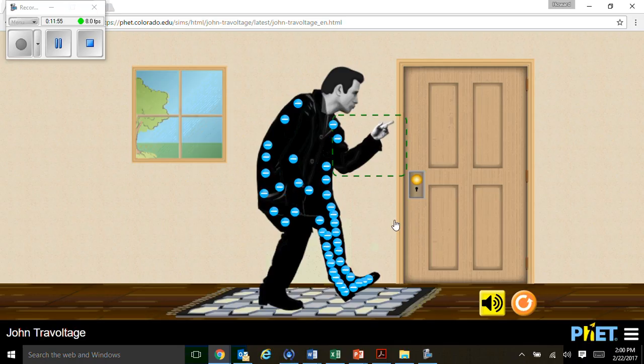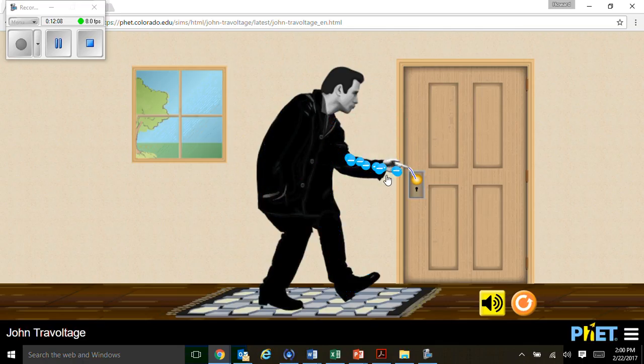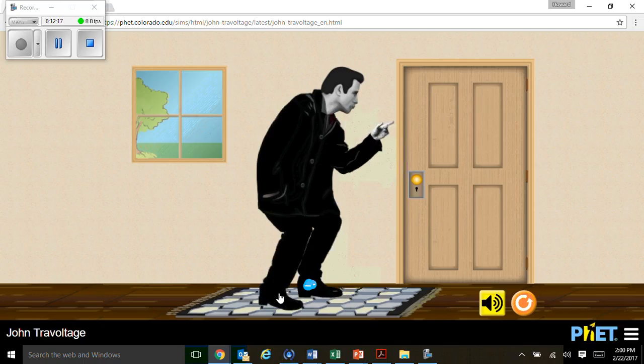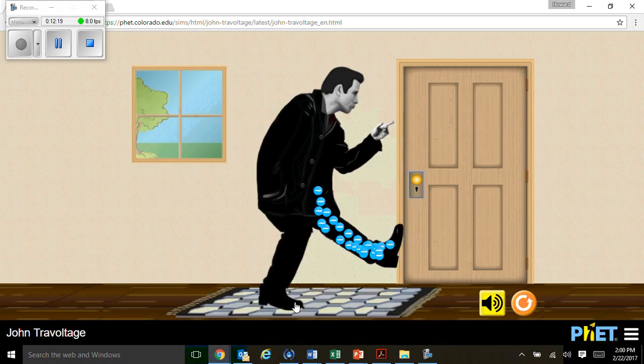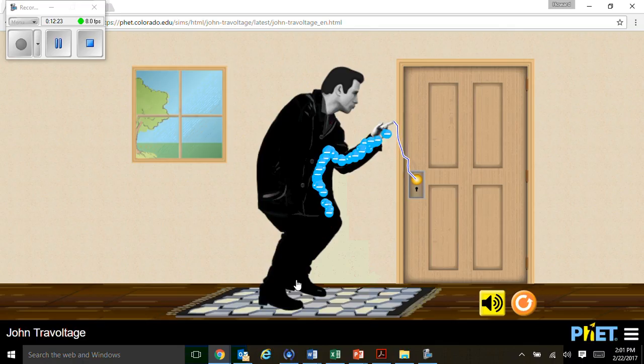Okay. And what we have here is a metal doorway. Metal is like a superhighway to electrons. They want to go to metal because they can get away from each other really quickly. So eventually, John Travoltage puts his hand to unlock the door, and he gets shocked because all of those electrons are flowing through his body out to the doorknob. So we can do it again. And it happened by him getting close, but if we keep going, it will happen on its own.